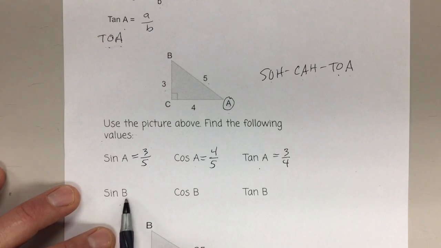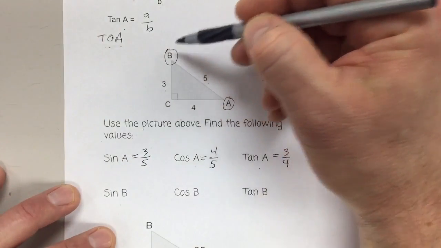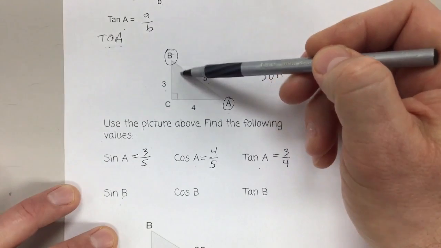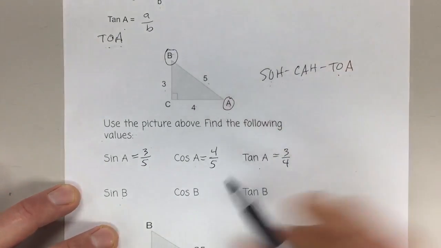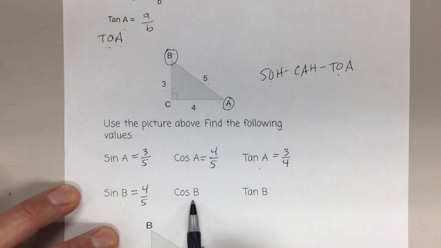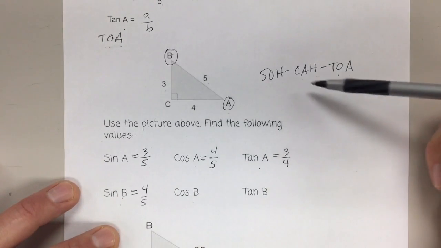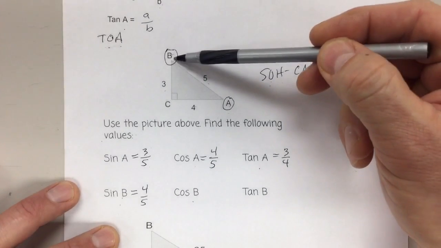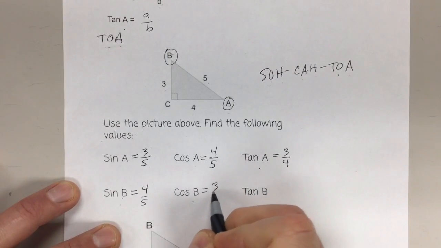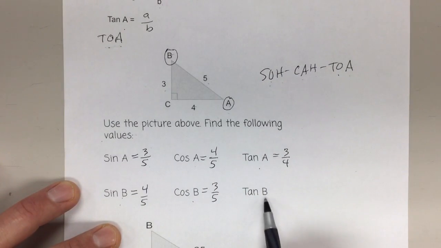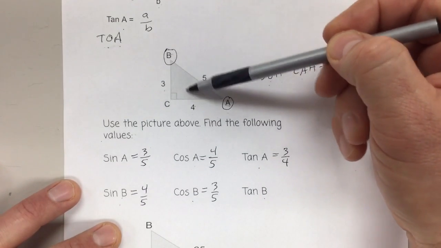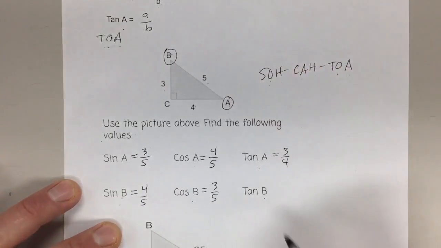For sine of B, now I'm standing on angle B. Sine is opposite over hypotenuse, so the opposite side of B is 4, and the hypotenuse is 5. Cosine of B stands for adjacent over hypotenuse. So the adjacent side from B is 3, the hypotenuse is 5. For tangent of B, I want opposite and adjacent. Opposite is 4, adjacent is 3.